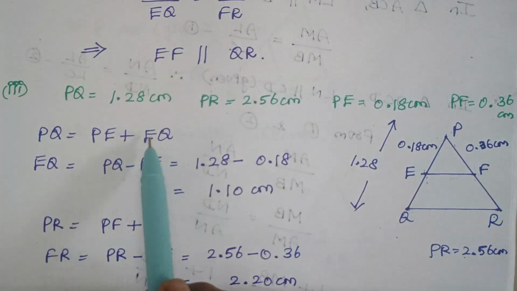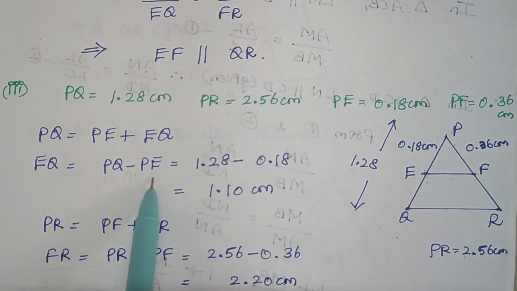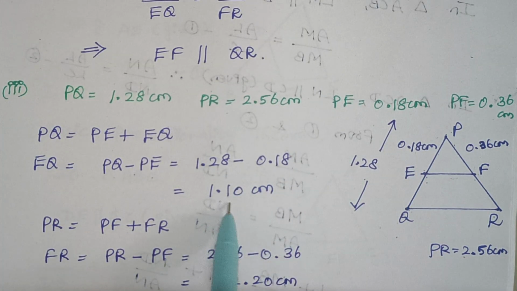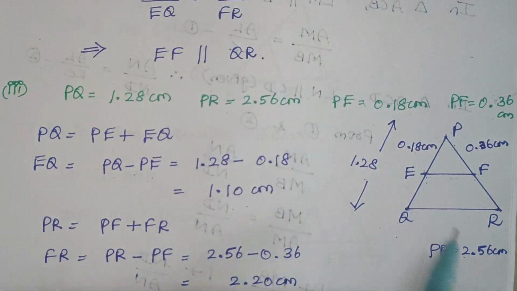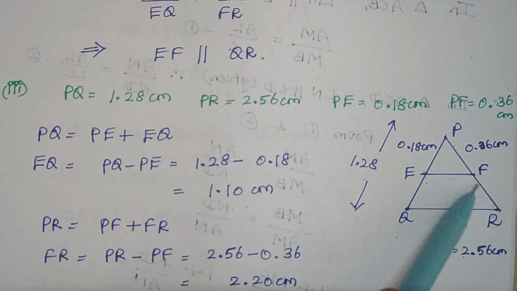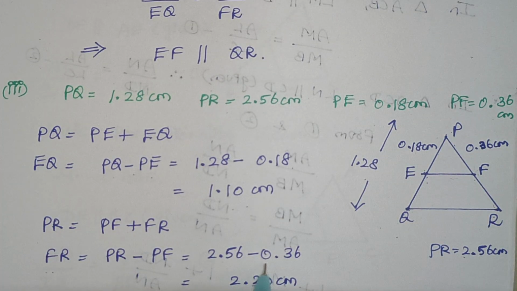Therefore EQ is PQ minus PE. So here it is 1.28 minus 0.18. So here it is 1.10 centimeter. The next one is PR. So PR is PF plus FR. And how to find this FR? FR is nothing but PR minus PF. Right. So again 2.56 minus 0.36. So this gives the answer 2.20.